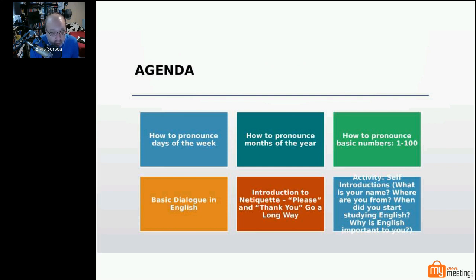And finally, we'll have an activity where you can participate with the questions: What is your name? Where are you from? When did you start studying English? And why is English important to you? Okay? So right here, it's 10 in the morning in Los Angeles. For you, it's probably much later in the evening.